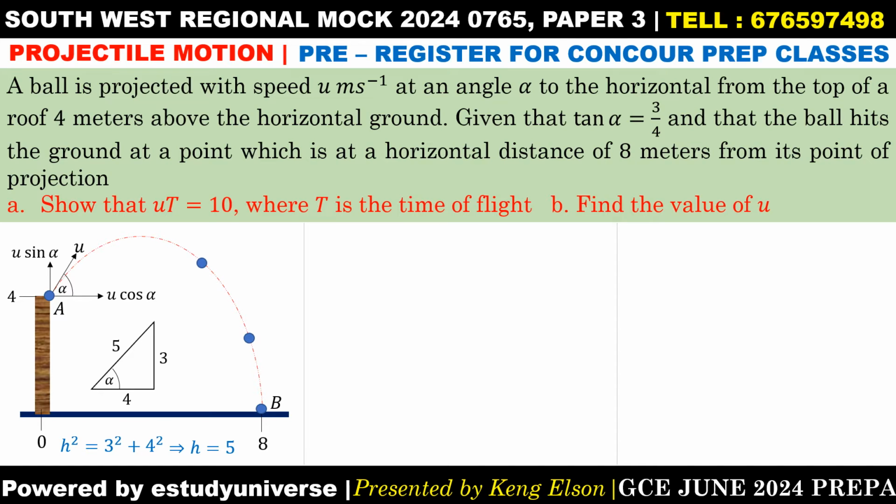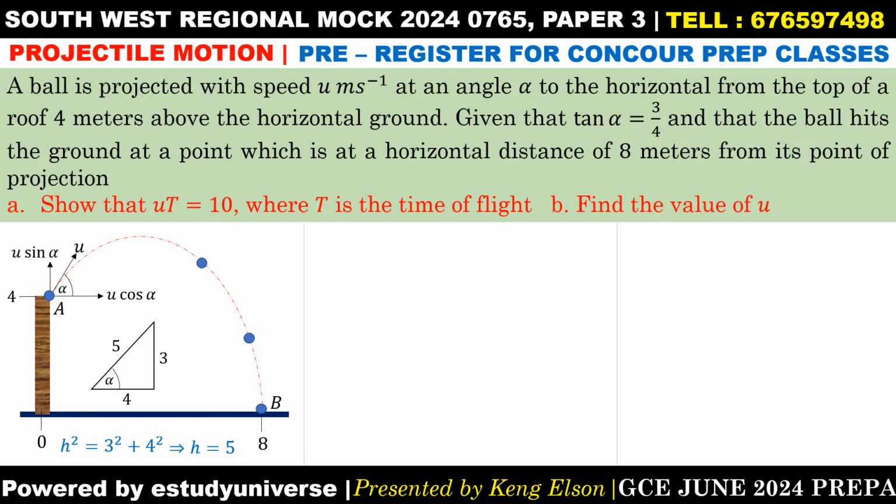Okay, so the first question is asking us to show that ut is equal to 10 where t is the time of flight. All right, so projectile motion is motion in 2 dimensions. We have motion in the horizontal and motion in the vertical. So t is the time of flight, and this time of flight we can interpret as the time taken by the ball to cover the total horizontal distance of 8 meters. Okay, so we can use that fact and then we come out with a proof.